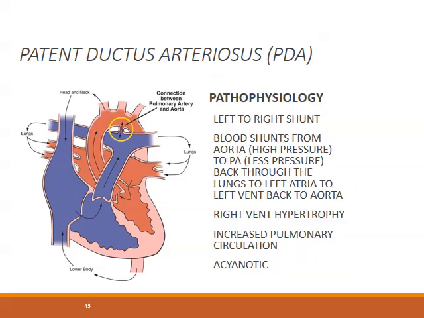Now, what this does is a left to right shunt of the blood. The blood shunts from the aorta, high pressure, to the PA, or pulmonary artery, with less pressure, and back through the lungs to the left atria, to the left ventricle, and then back to the aorta. So right ventricular hypertrophy occurs, and you'll have increased pulmonary circulation and it's acyanotic.